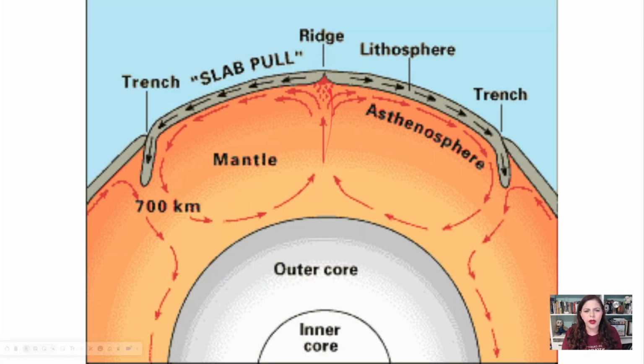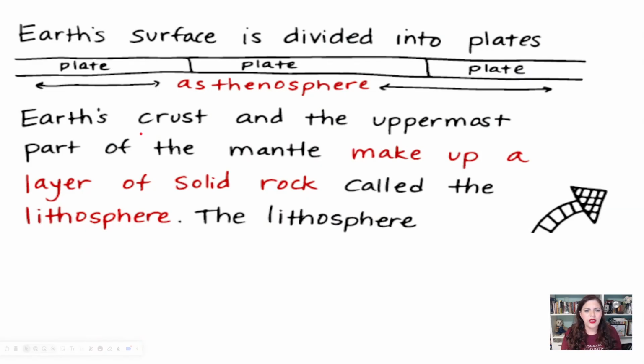Here's another view, right? You can see the separation happening here. You can see the crashing together happening over here. So Earth is divided into plates, right? We call this the lithosphere and the asthenosphere, okay? And basically the asthenosphere, right, is the magma right underneath these plates that are going to be moving.